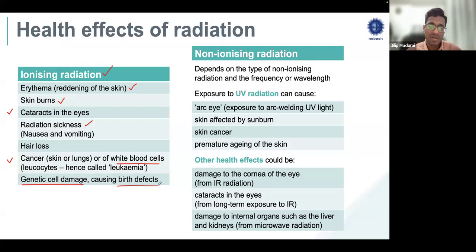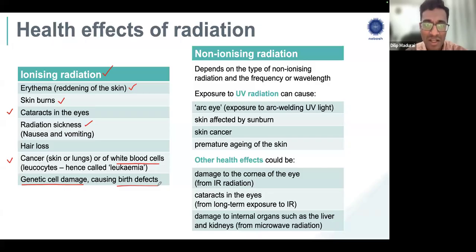Genetic cell damage is where the damage will be passed on to other generations, and it will change the genetic structure of our body cells. So it will cause mutation and also cause birth defects.